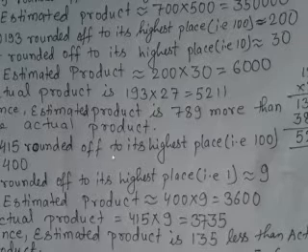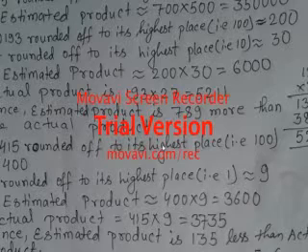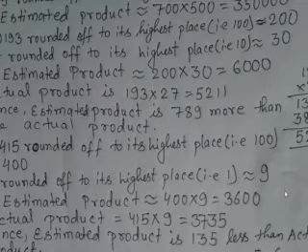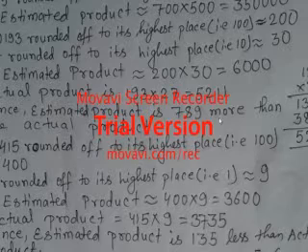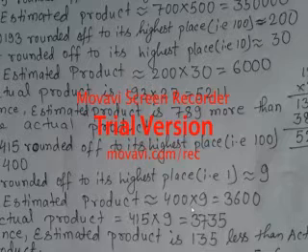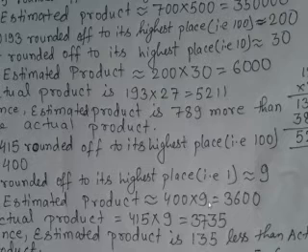415 rounded off to its highest place, that is 100, is 400. And now 9 rounded off to its highest place, that is 9 only, because 9's highest place will be 9 only, it is not tens or ones, so the highest place value of 9 should be 9 only. I hope all of you are understanding, students. So now the estimated product is equivalent to 400 into 9, that is 3600.